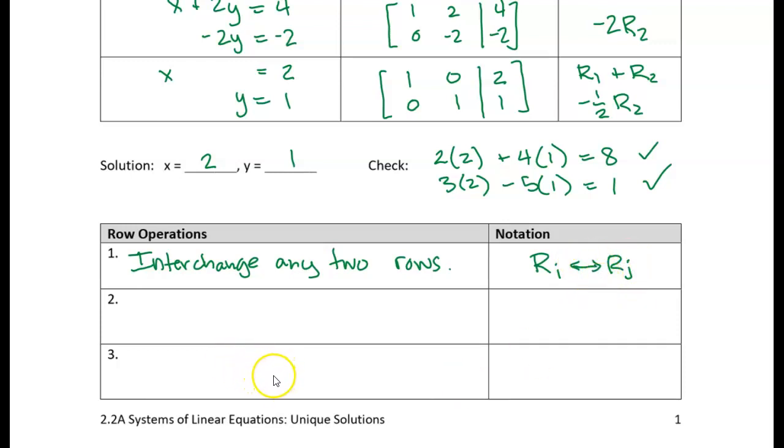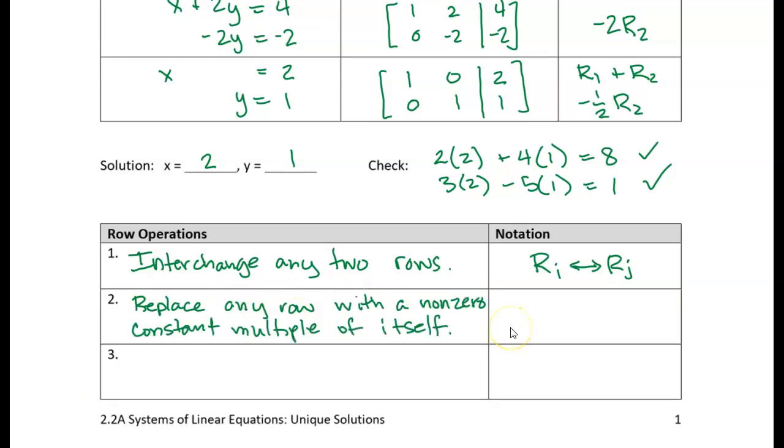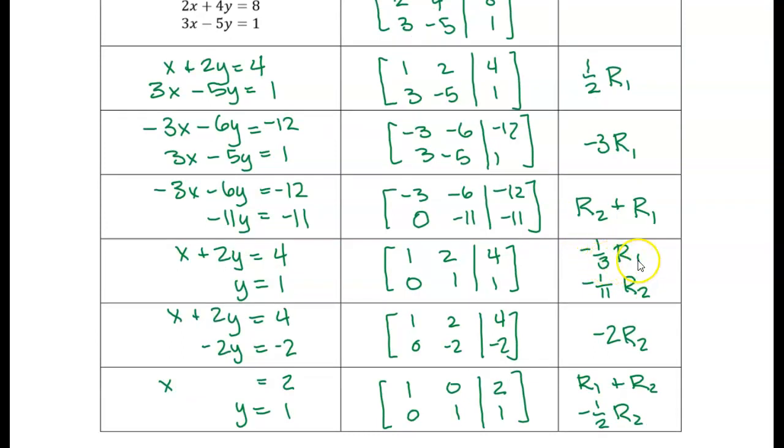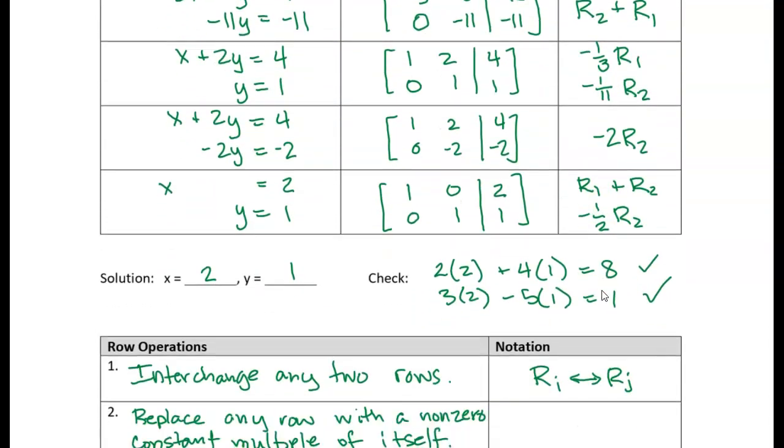Okay. The second row operation that we can perform is to replace any row with a non-zero constant multiple of itself. All right, so you can see we did that several times up here. We took 1/2 of row 1. So we basically took row 1 and replaced it with 1/2 of row 1. We took row 1 here and replaced it with -3 times itself. We took -1/3 of row 1 and so on. We did that several times here.